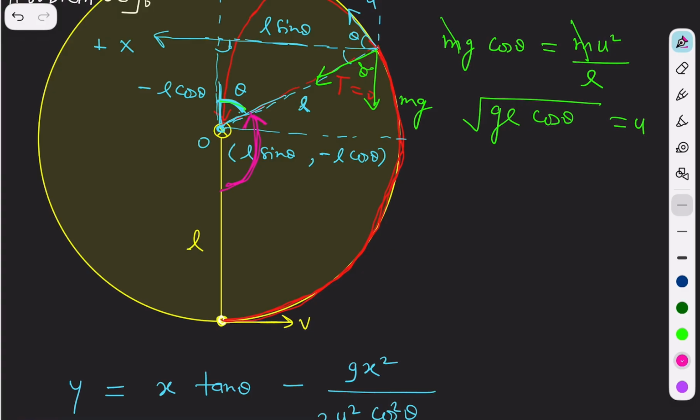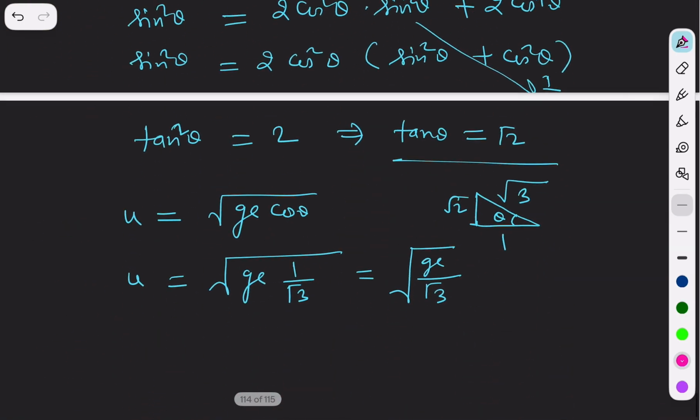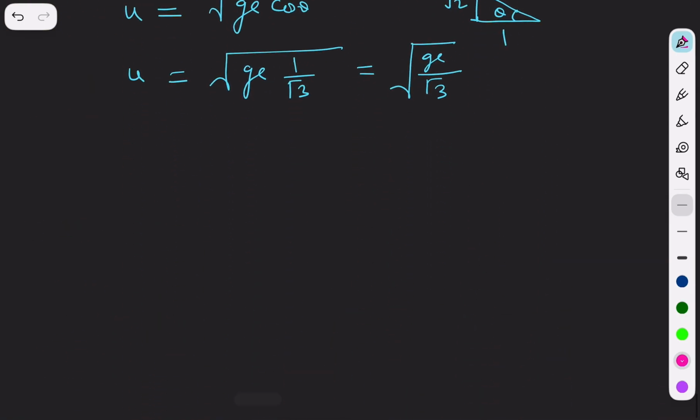Okay, so this angle I am taking as alpha for right now. So if you take that value, we can write that v squared is equal to v naught squared minus 2gl(1 minus cos alpha). I hope you remember. We have to calculate v naught. So it will become gl by root 3, and this will be v naught squared minus 2gl(1 minus cos alpha).